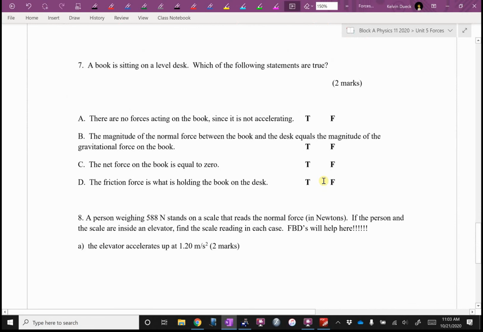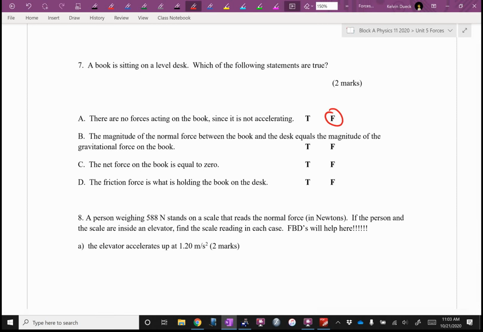A book is sitting on a level desk. Which of the following statements are true? True or false? There are no forces acting on the book since it's not accelerating. Oh, what forces are acting on it? Since it's not accelerating, that tells me not that there's no force, but that the forces must be balanced. I'm looking for the letter B. Okay. Go with red, Mr. Duick. The magnitude of the normal force between the book and the desk equals the magnitude of the gravitational force.